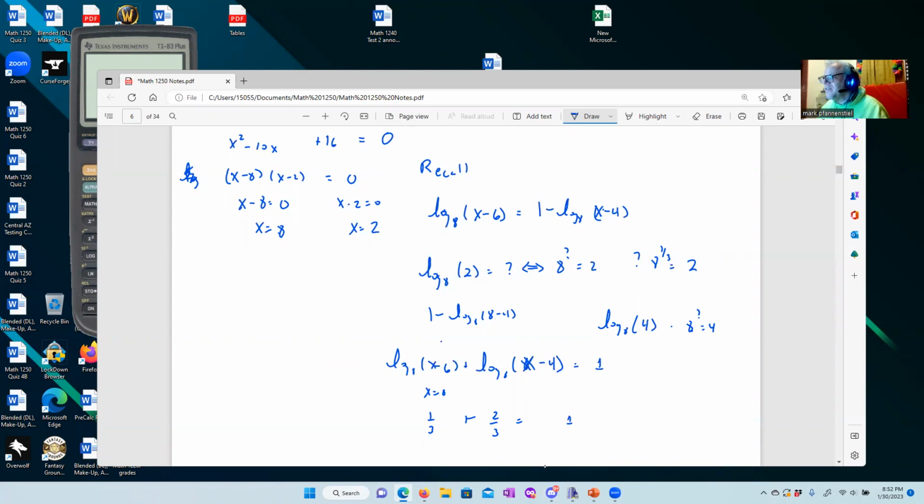Both of these, or the 8 rather, gives me a positive number. What if I plug in the 2? Well, 2 minus 6 is not positive. 2 minus 4 is not positive. So this one is no solution. This piece works out just fine, so this one, we're happy. But this piece was no solution, so that's good. We're going to discount that. Okay, so that's how you solve a problem like that.